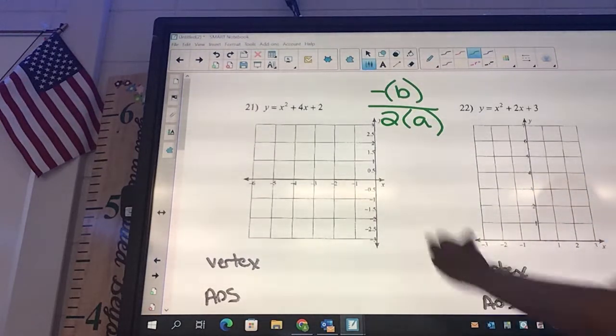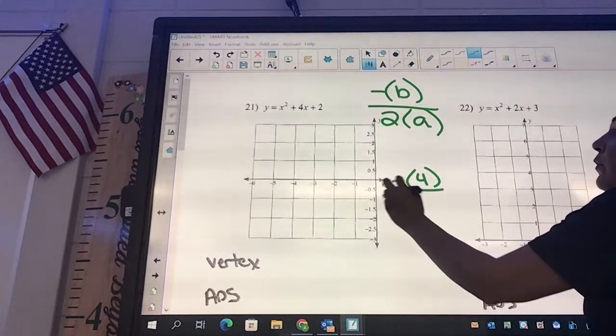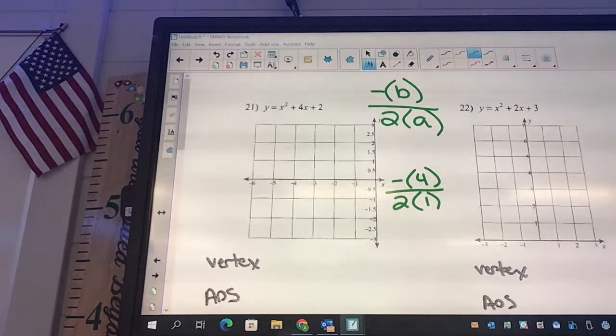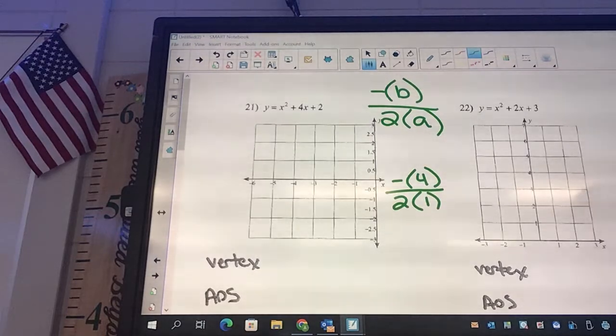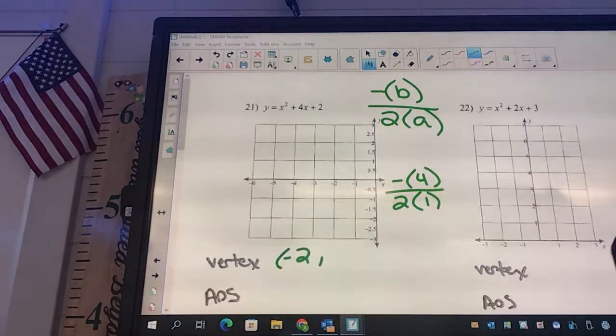Okay, so we use that and we say negative, what's our b? 4 over 2, and our a is what? 1. Okay, you type that in your calculator and you find the first part of the vertex. What are you going to get? Negative 2. Okay, so that first part of the vertex goes there.